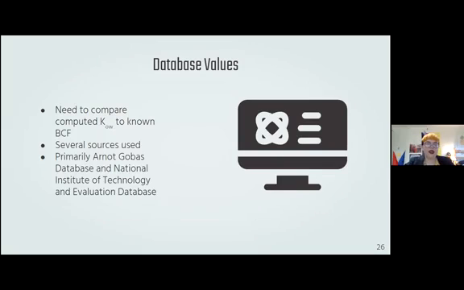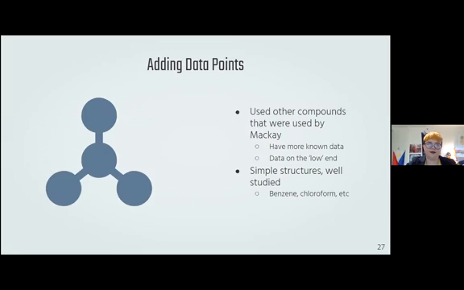So we found all of these KOW values, but we do need to compare those to known bioconcentration factor values. We used a couple of different sources, but primarily we used the Arnot-Gobas database and the National Institute of Technology and Evaluation database. That NITE database comes out of the Science and Industry department in Japan, and the Arnot-Gobas database is from an individual's company here in the US.